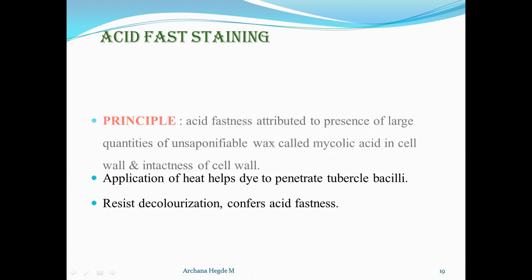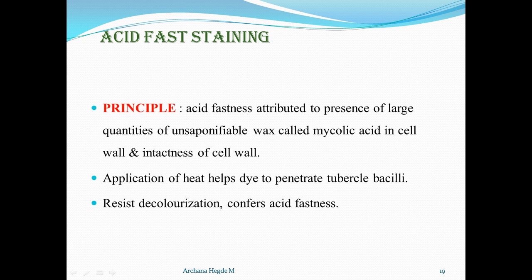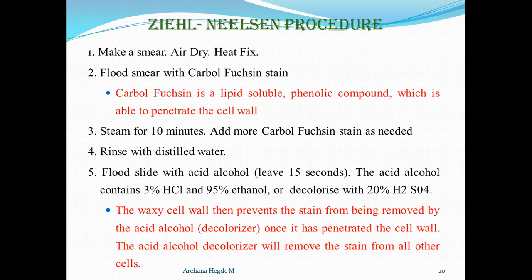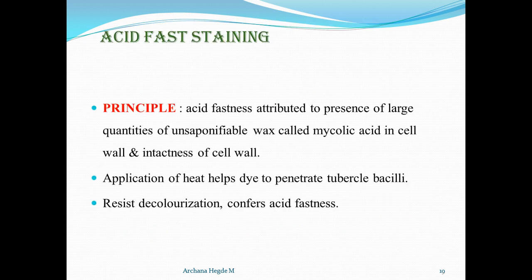Coming to the acid fast staining. Acid fast staining is a process mainly used for detection of TB. Principle. Acid fastness is attributed to the presence of a large quantity of unsaponifiable wax called mycolic acid in the cell wall and its intactness. Application of heat helps the dye to penetrate tubercle bacilli, resist decolorization and confers acid fastness.